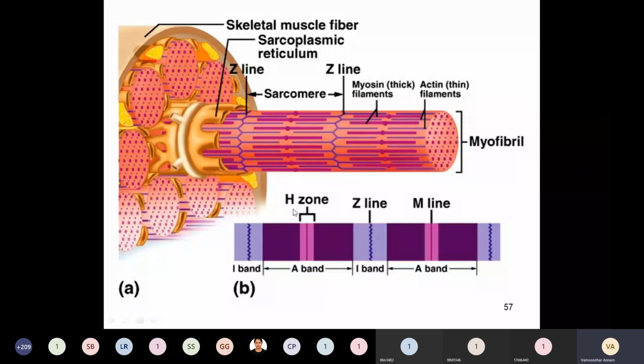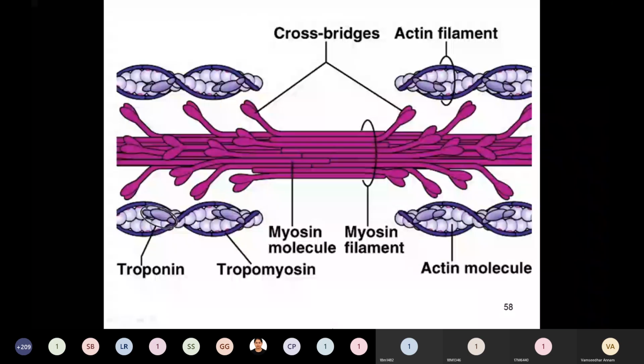Inside this you are having the H zone, Z line and M line in between. So we call I band and A band. So this is the myosin molecule, myosin filament, and you are having the actin filament, which is composed of troponin, tropomyosin and actin molecule. So all the three are present together.